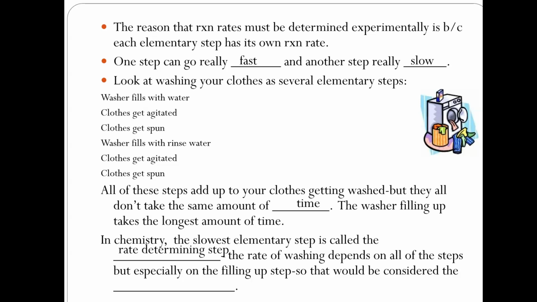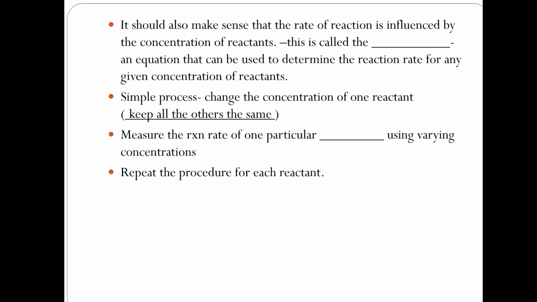In chemistry, the slowest elementary step is called the rate determining step. The rate of washing depends on all of the steps, but especially that rate determining step. It's kind of like if you're on a relay team, and each member of the relay team can run at a certain speed, at a certain rate, and your concern should be on the slowest person on your relay team, because they become your rate determining step. If they can run faster, then the entire team can run faster.